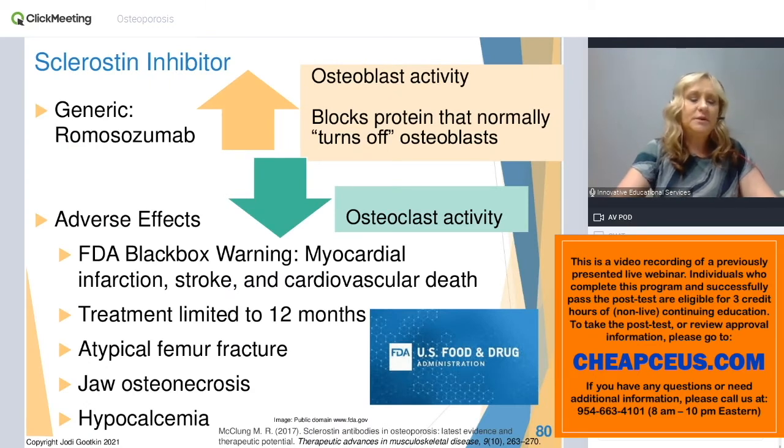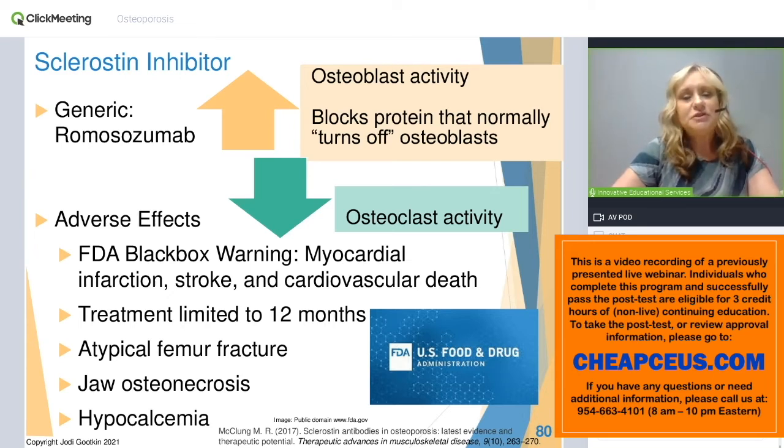Sclerostin inhibitors, brand name is Evenity. This type of medication was recently approved in 2019. It's an antibody from the Chinese hamster ovary. How someone thought to do that, I don't know, but nice that they did. So now we have this medication available.